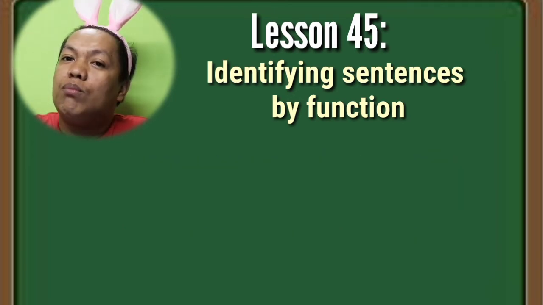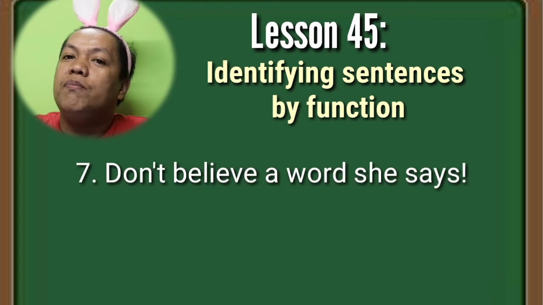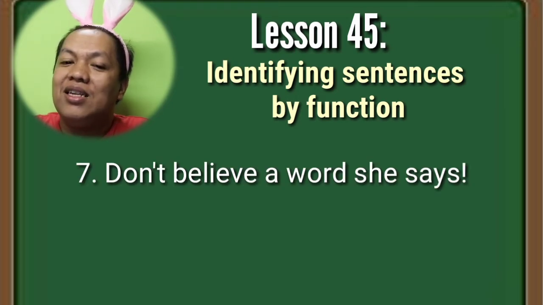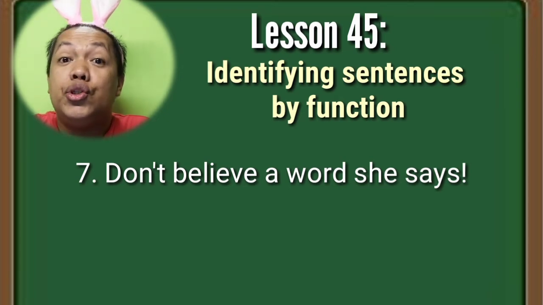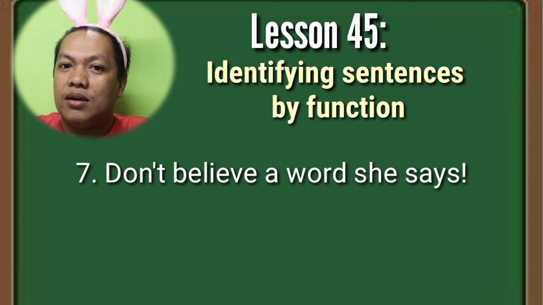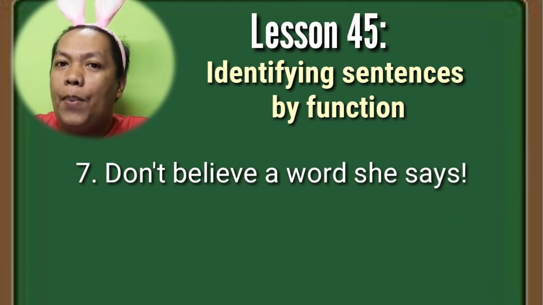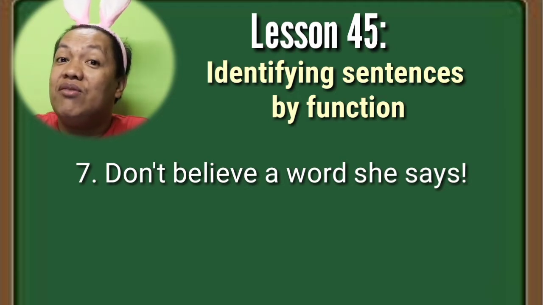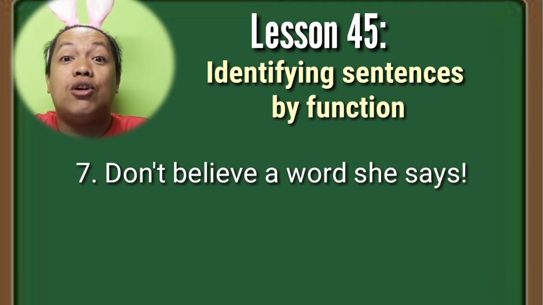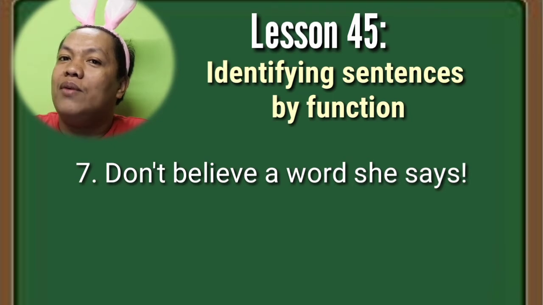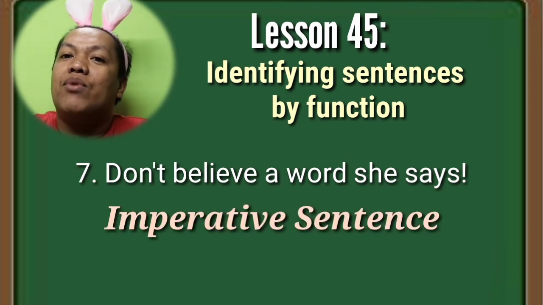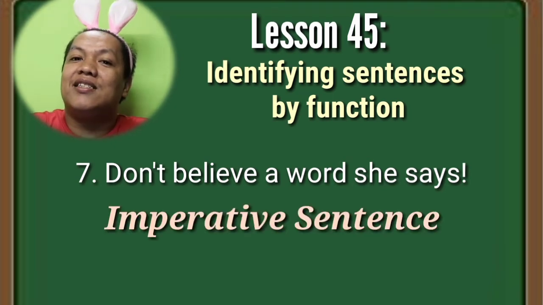Sentence example number 7. Don't believe a word she says! Now, in sentence number 7, do not be confused. Why? The last part of the sentence ends with an exclamation point, but the sentence in general is giving a command. Therefore, the sentence is an imperative sentence.